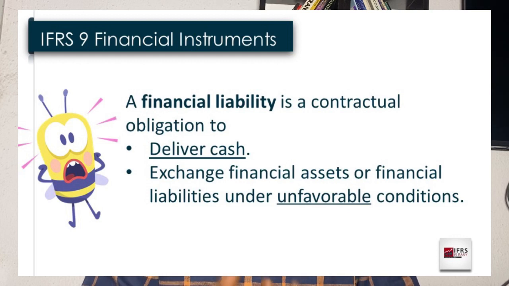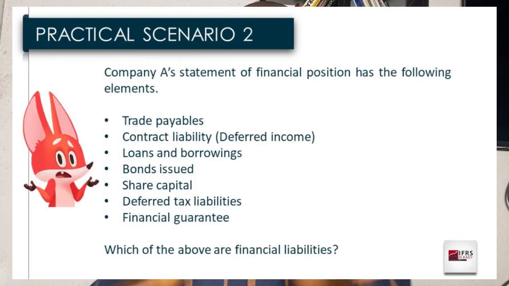A financial liability is a contractual obligation to do what? To deliver cash. Don't forget, the previous one, which is a financial asset, is that you are expecting to receive cash. But the other side of it is that when someone is giving, another person is receiving, right? Good. So in this case, a financial liability is a contractual obligation to deliver cash or exchange financial assets or financial liabilities under unfavorable conditions. Okay, so let's look at examples as well. So it says, which of the above are financial liabilities? So let's take one after the other.